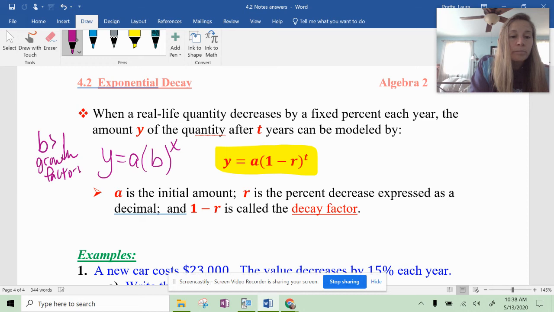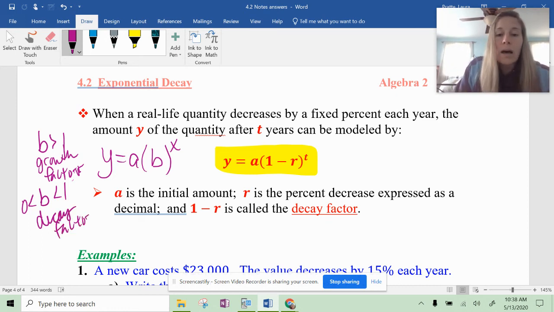If the b value is less than 1 but still greater than 0, then it's a decay factor. And how would you get a growth factor or a decay factor? Well, obviously, if you're adding a percentage or a decimal to the 1, it's going to be a greater than 1 number, which gives you a growth factor. But if you're doing 1 minus the decimal, you'll have a number that's less than 1, which will make it a decay factor. So that's really why there's a minus for the decay problem and a plus for the growth.